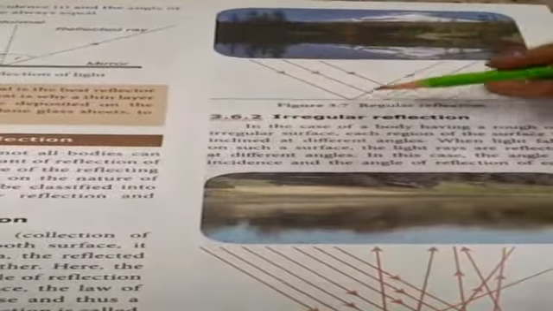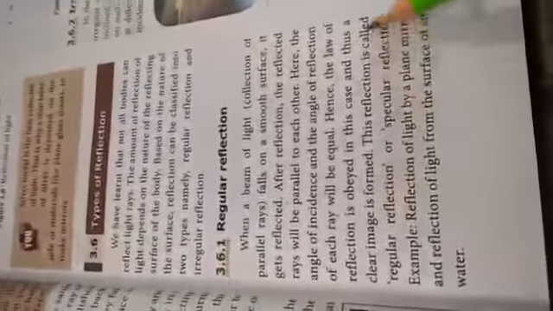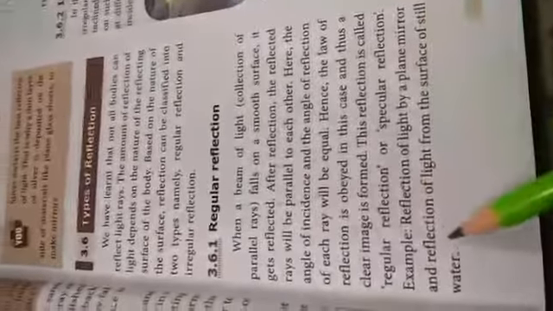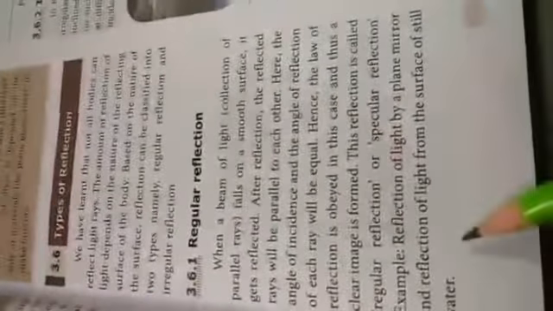The angle of incidence is always equal to the angle of reflection. Hence, the law of reflection is obeyed in this case, and thus a clear image is formed. This reflection is called regular reflection or specular reflection. Examples of regular reflection are reflection of light by a plane mirror and reflection of light from the surface of still water. So, this diagram represents regular reflection.